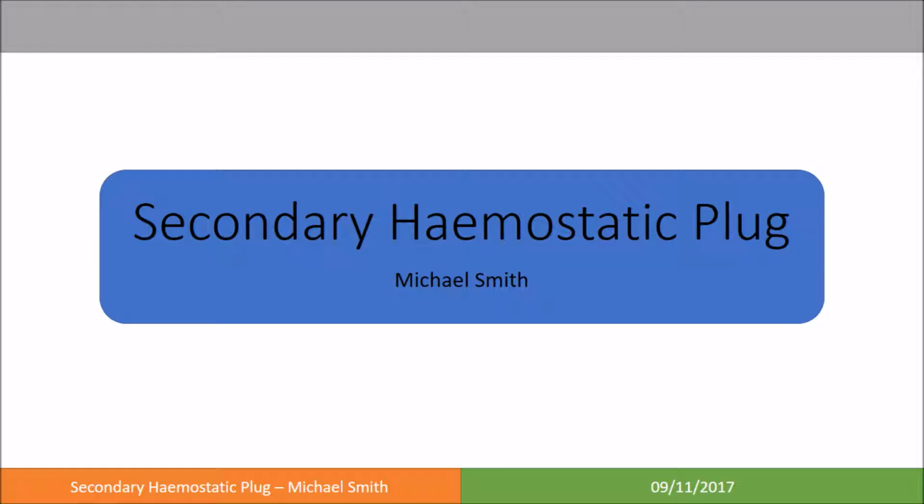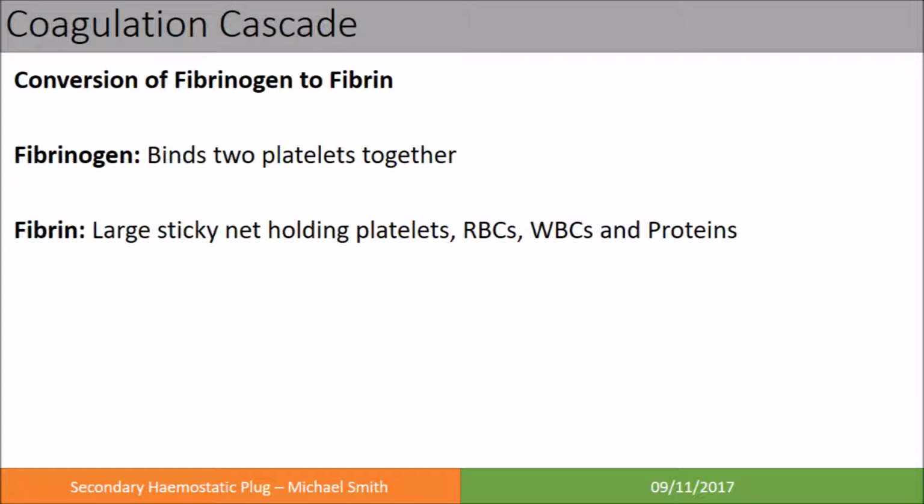So now I'm going to talk about the formation of the secondary haemostatic plug. You might be wondering why you need the secondary haemostatic plug when you've got the primary haemostatic plug. Well, the secondary haemostatic plug involves the conversion of fibrinogen to fibrin. Now, fibrinogen is already binding two platelets together.